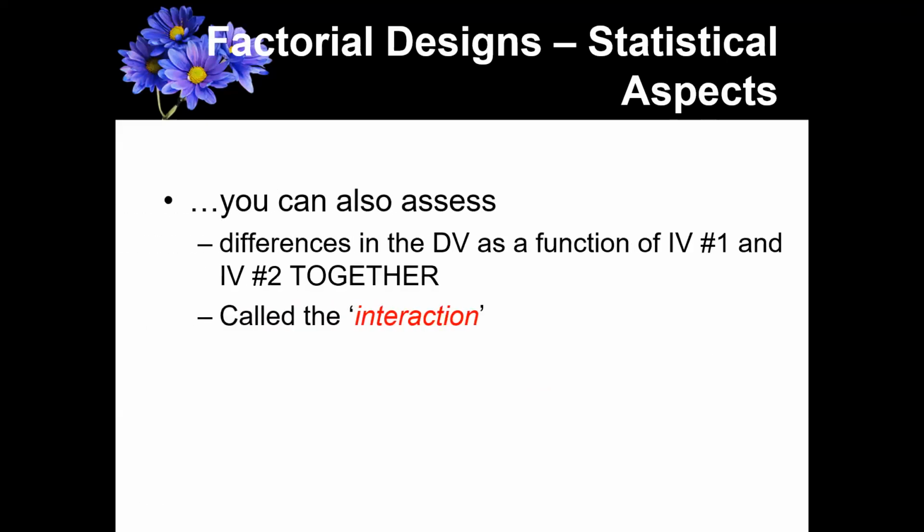However, we're also going to want to know, is there what we call an interaction? An interaction means that the differences in the dependent variable as a function of an independent variable depends on another variable. Or alternatively, how do they interact? How do they work together? How do they change each other? So if I wanted to know, does the effect of one independent variable depend on the other independent variable? That would be an interaction.